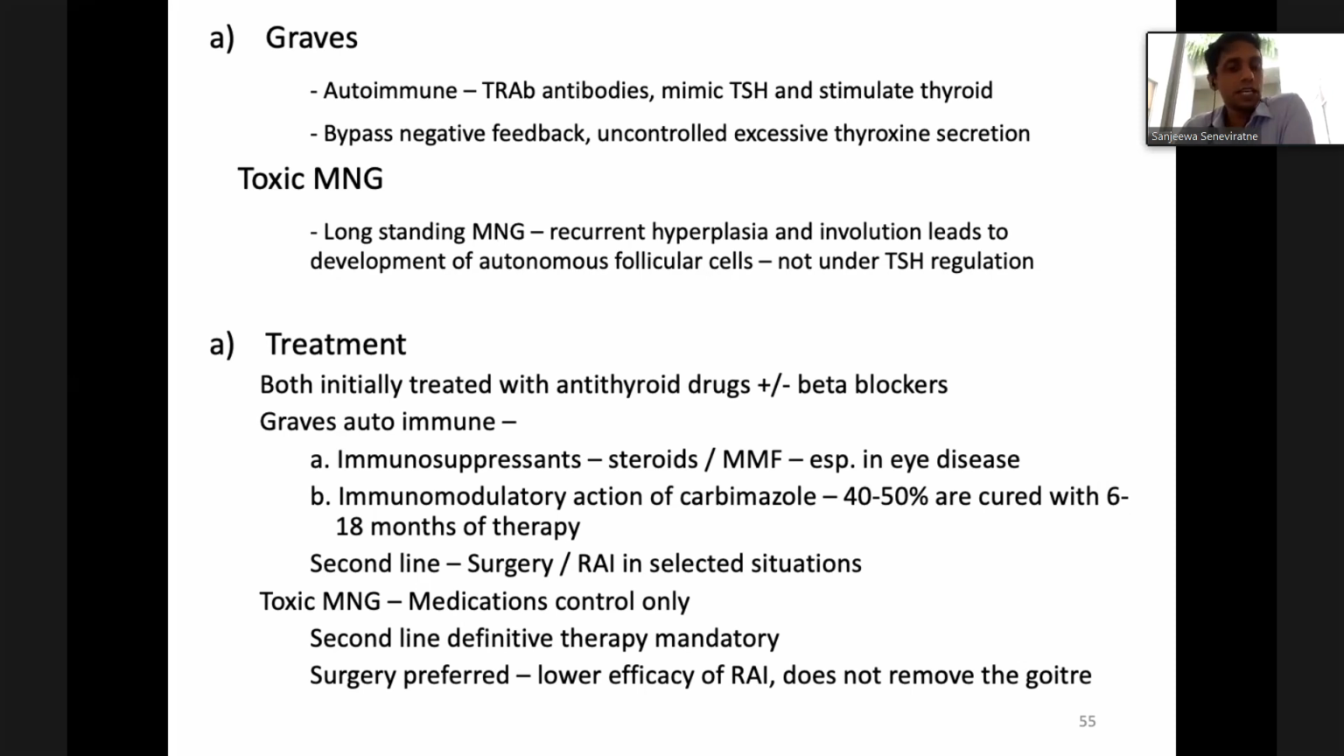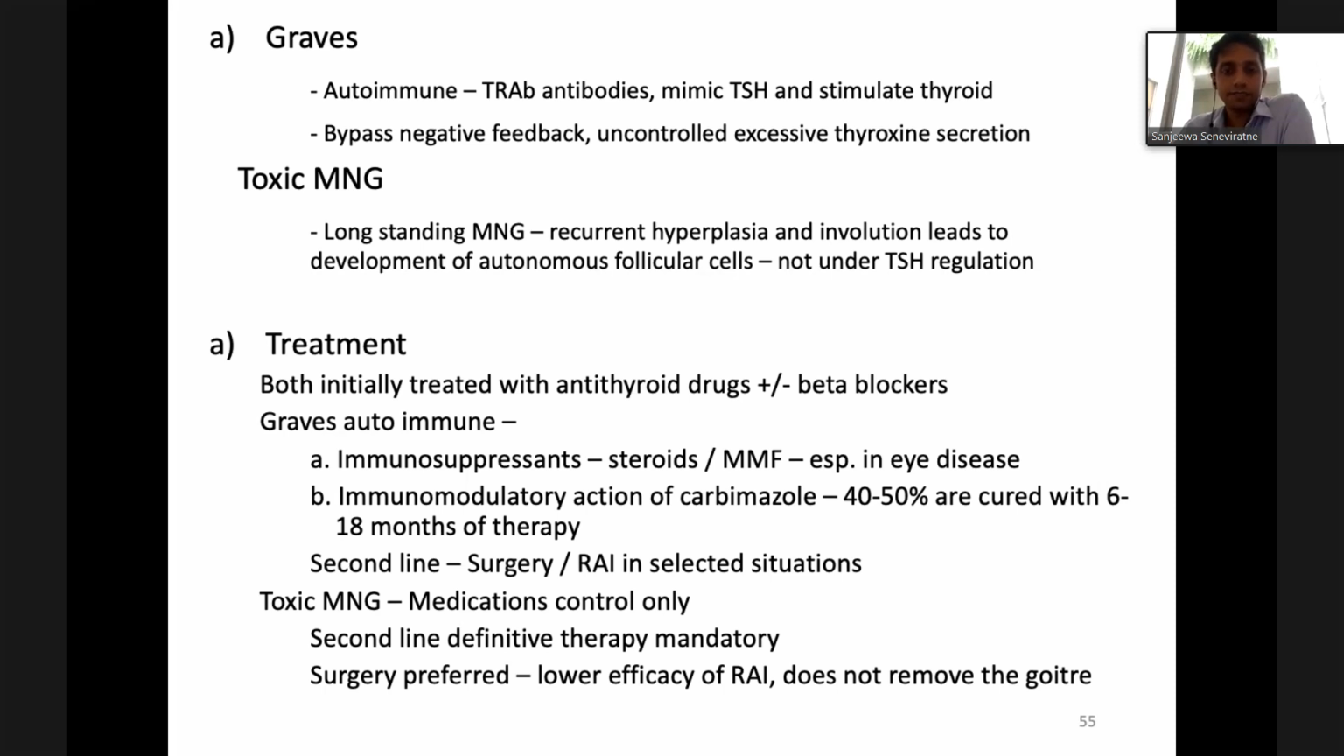Then in toxic MNG, medications will not cure the patient. Anti-thyroid drugs will only control. So therefore, we have to go for definitive second line treatment, surgery and radioactive iodine therapy. You can discuss the pros and cons if you want.